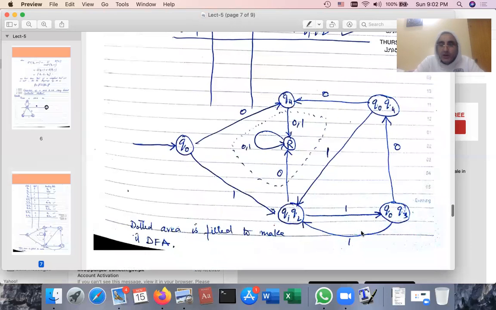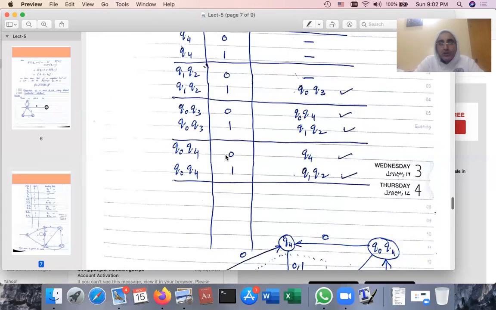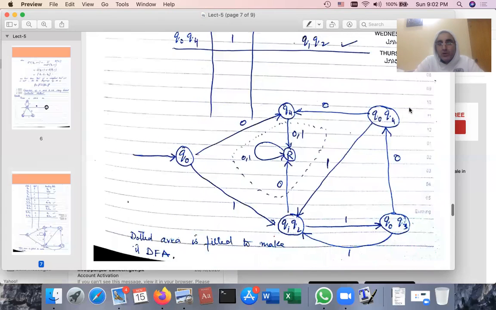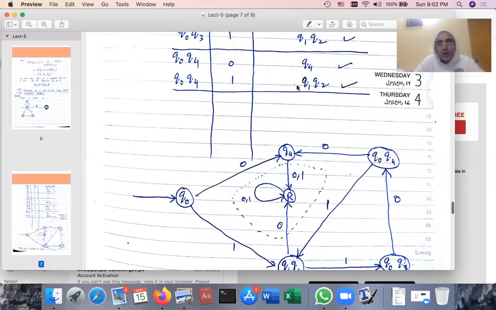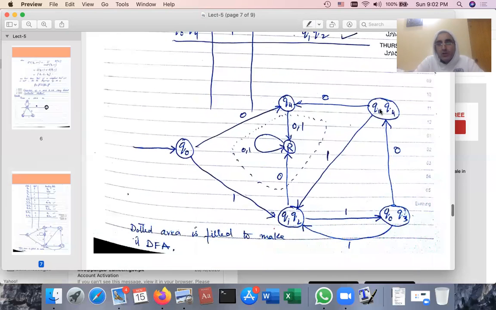Q0, Q3 with 1 goes to Q1, Q2, the previous ones. And Q0, Q4 with 0 goes to Q4. Similarly, Q0, Q4 with 1 goes to Q1, Q2. So all edges are now fixed.